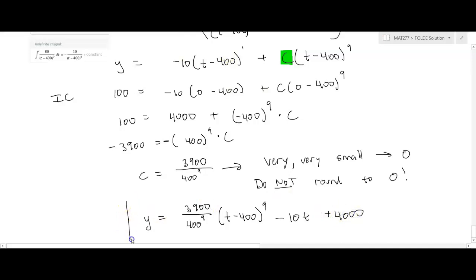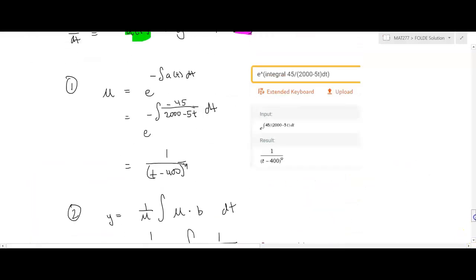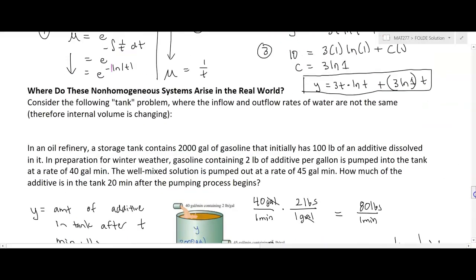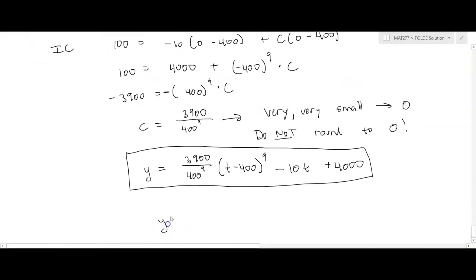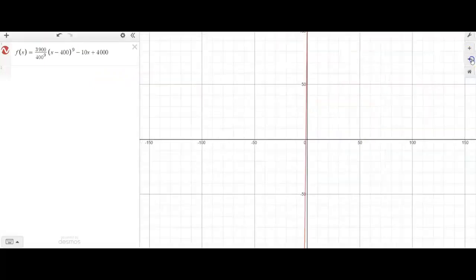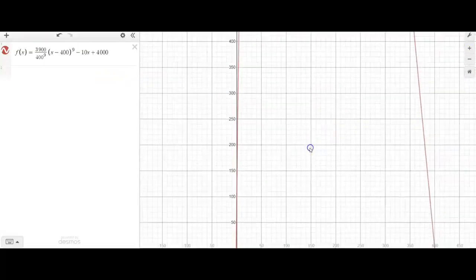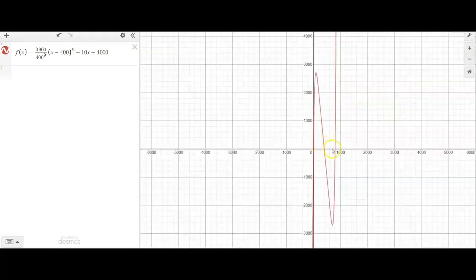And I'll leave that right there as my final solution. Now the question we wanted to know is how much will be in there after 20 minutes. So we want to estimate y of 20. Now I'm going to go ahead and type this into decimals just to demonstrate why it's so important that we kept that c value. So far I've entered that equation in, and here's what's happening. Very interesting stuff.